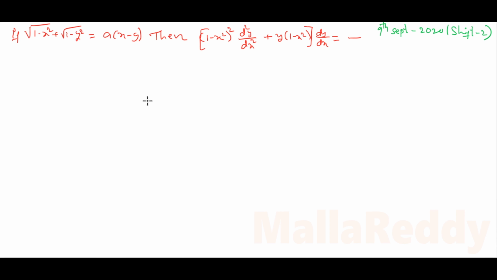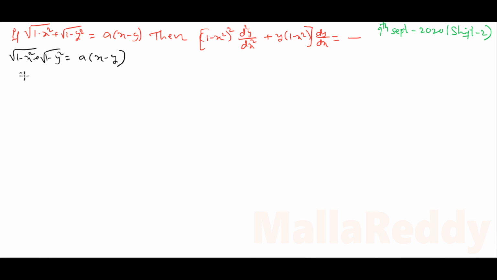If root 1 minus x square plus root 1 minus y square is equal to small a into x minus y, then the value of 1 minus x square whole square into d square y by dx square plus y into 1 minus x square into dy by dx is equal to dash. Here it is given root over 1 minus x square plus root over 1 minus y square is equal to small a into x minus y.